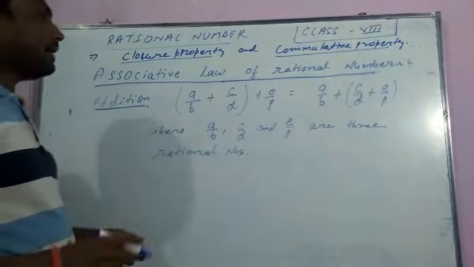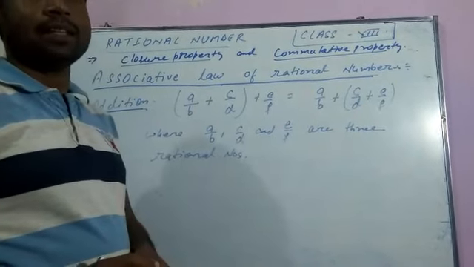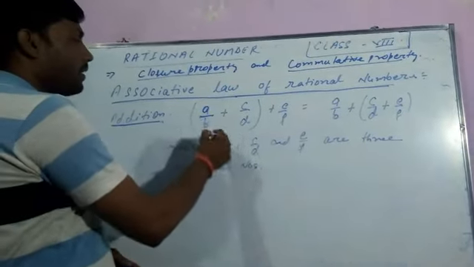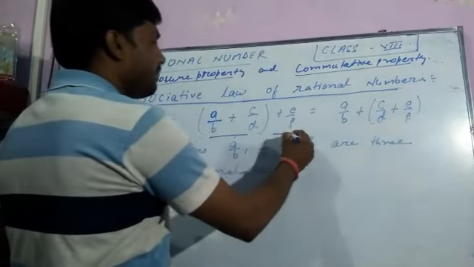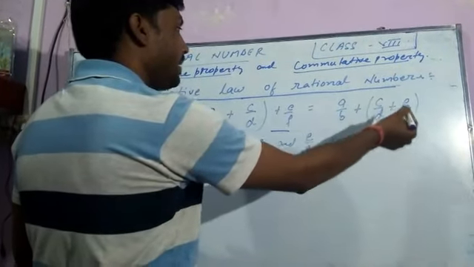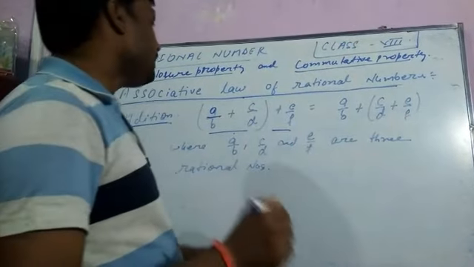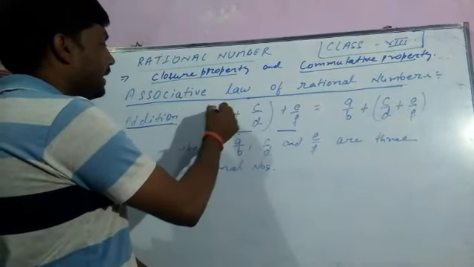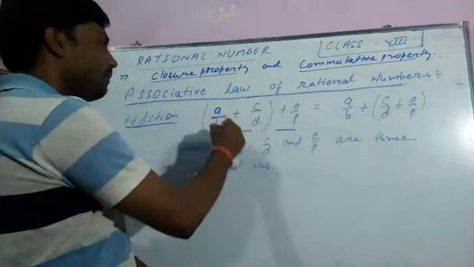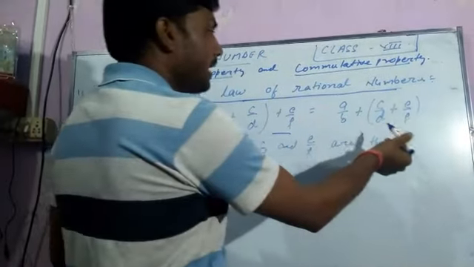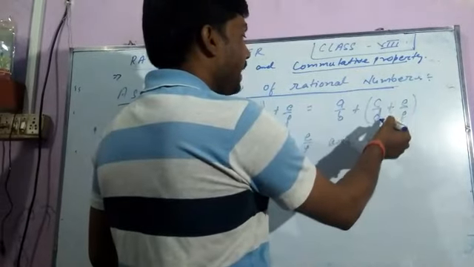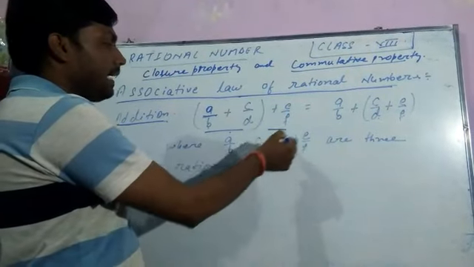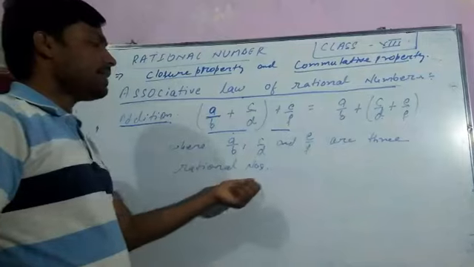about addition. Does addition follow the associative law of rational numbers or not? For this, (a/b + c/d) + e/f = a/b + (c/d + e/f). Both look the same, but the difference is here. In the LHS, the left hand side, we take a/b + c/d in the bracket, and on the second side, in the RHS, we take c/d + e/f in the bracket, where a/b, c/d and e/f are three rational numbers.